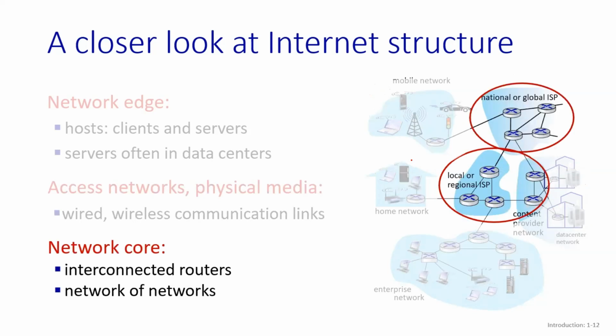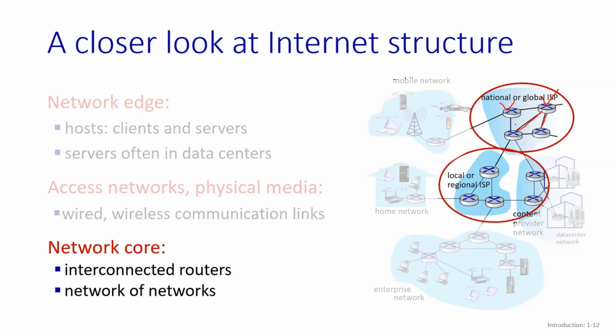So what do we mean by this term network core? A network core is the mesh of packet switches. You can see these are the packet switches, the routers. So the network core is the mesh of packet switches, or you can say the mesh of routers and links. These are the links.